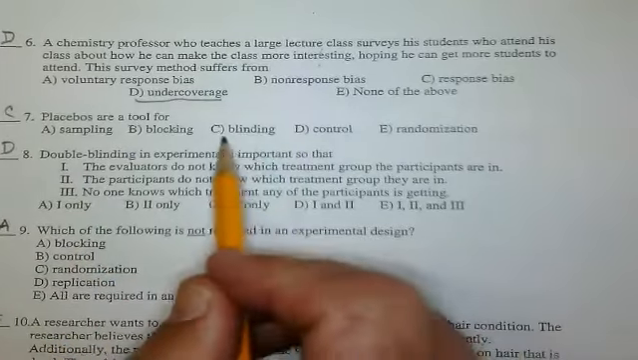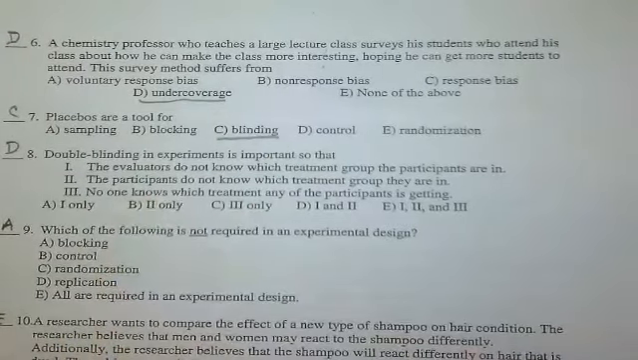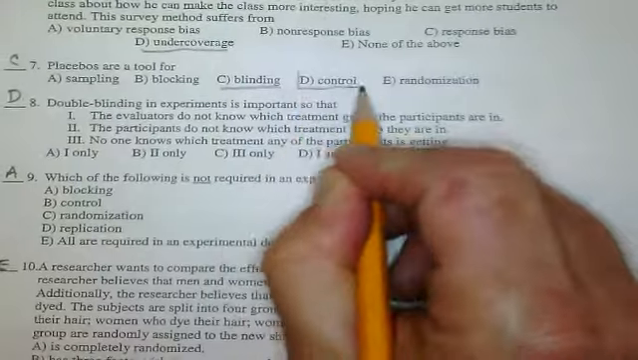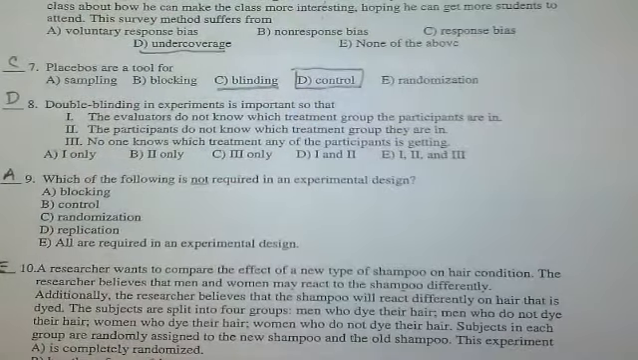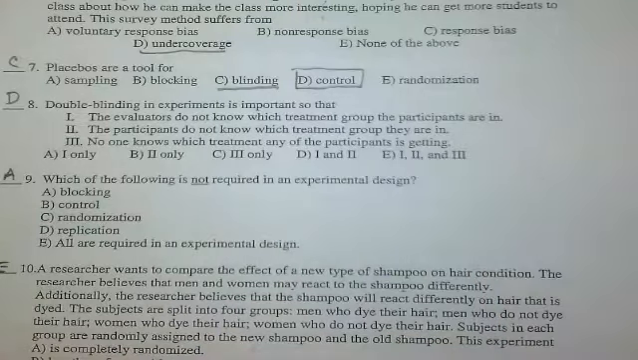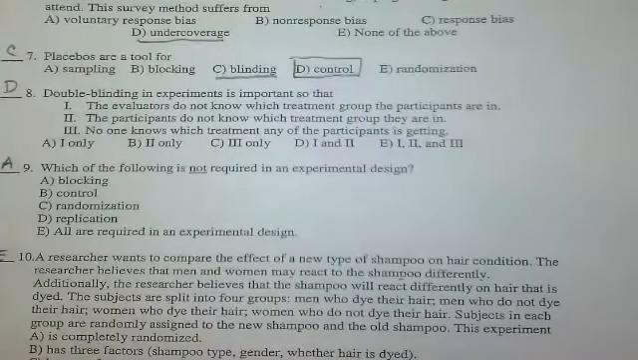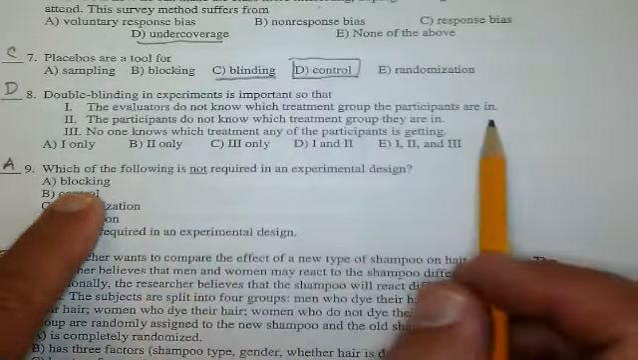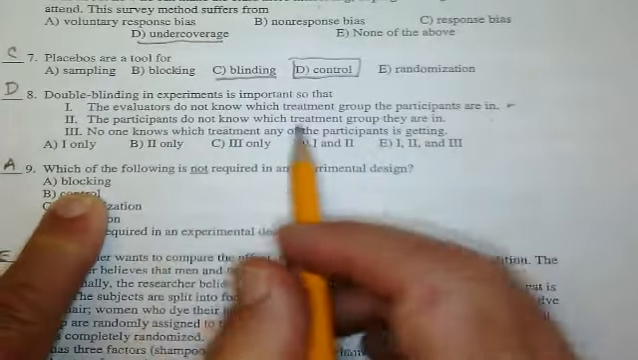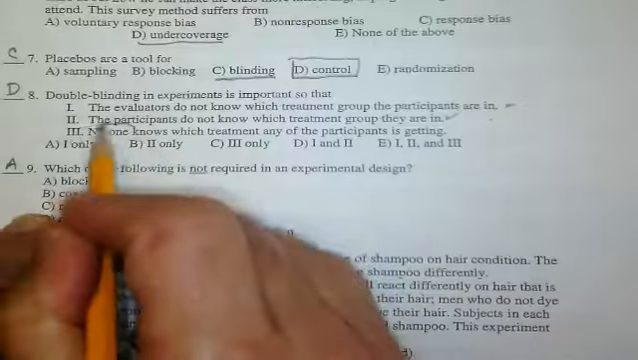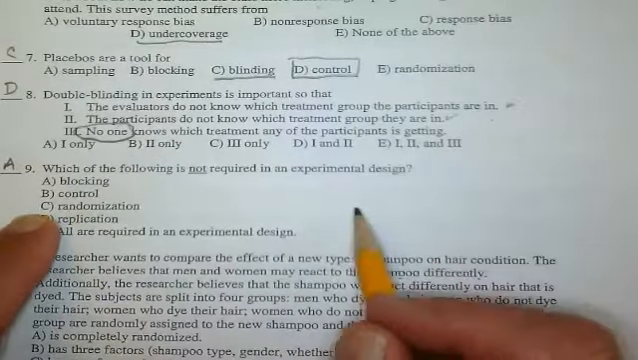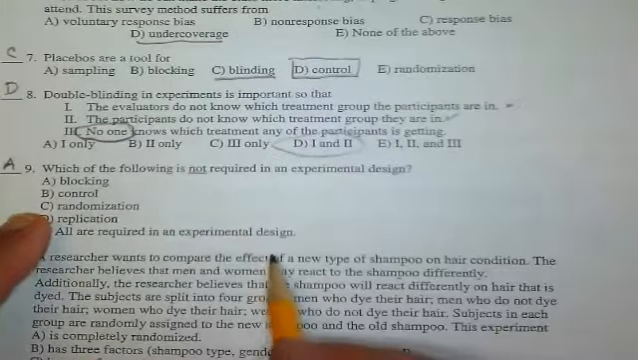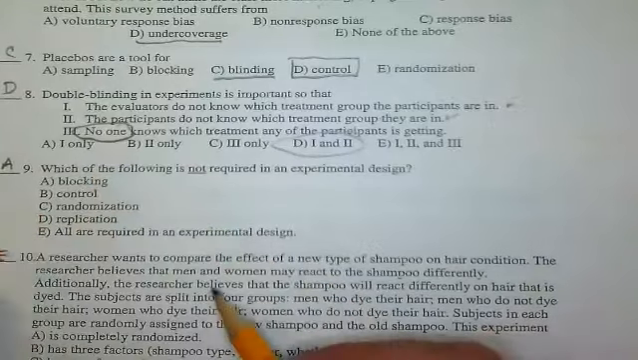Okay, placebos are a tool for blinding. I probably would also take this, but the main purpose of placebos is for blinding. It is used in control, but it's about not letting people know exactly what they're taking. Double blinding in experiments is important so that the evaluators do not know which treatment group the participants are in. That's important. The participants don't know what treatment group they're in. That's also important. The last phrase is horrible: no one knows what treatments they're getting. Somebody's got to know, folks. So it's only 1 and 2, so that is answer D. No one knows what's going on? Well, then how are you going to evaluate anything?